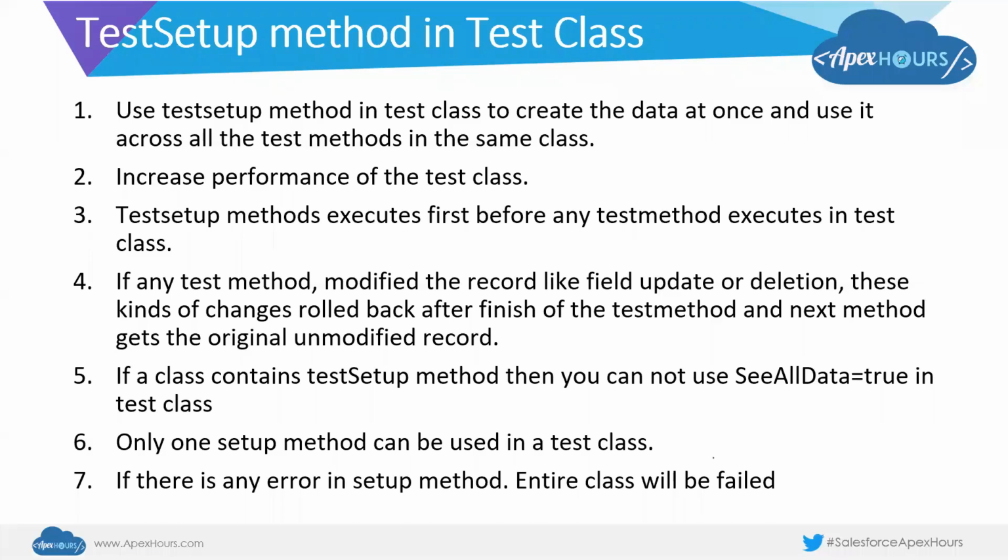And if you talk about the fourth point, which is also important, if we are making any kind of modification inside a local method, suppose we have a test method and we are making any changes inside it, that is going to revert immediately after the test method has been executed. And if there is any error inside a test method, your entire test class is going to fail.